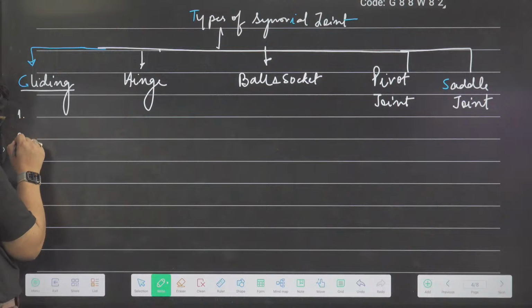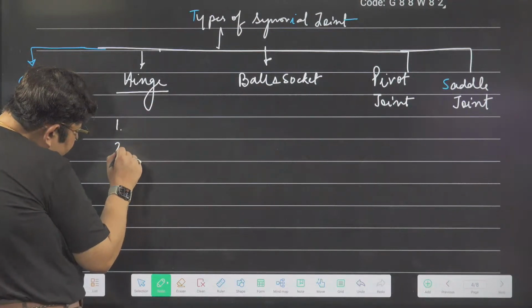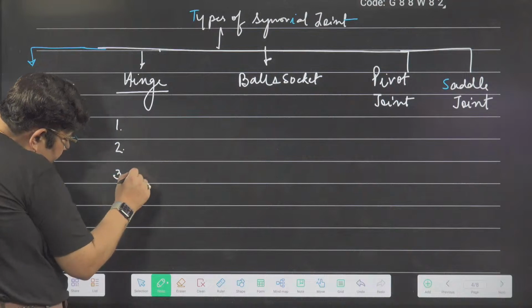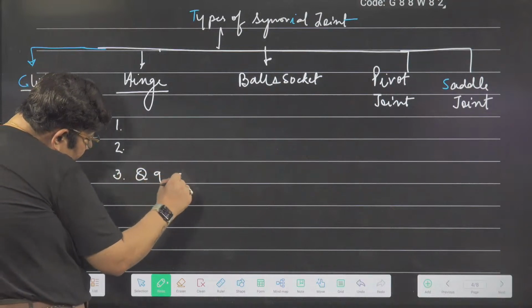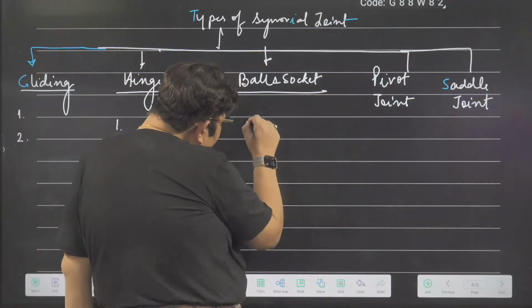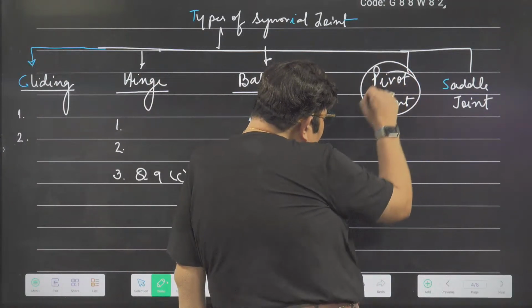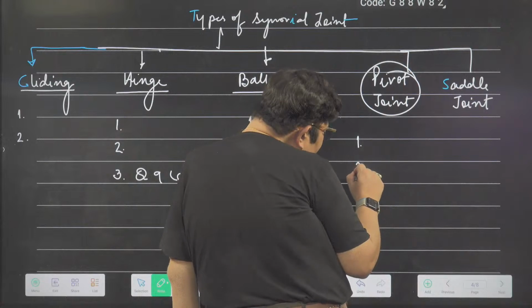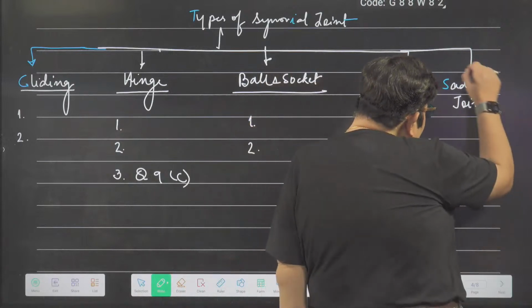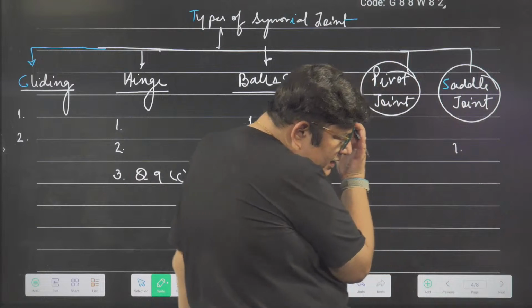Gliding joint, 1, 2. Hinge joint, give me 2 examples, 3 examples. 1, 2, 3. Question number 9, part C. Ball and socket joint, just give me 2 examples, 1 and 2. Pivot joint, give me only 1 example. 2 examples better, okay. Saddle joint, only 1 example, enough. Give me 1 example in saddle joint.